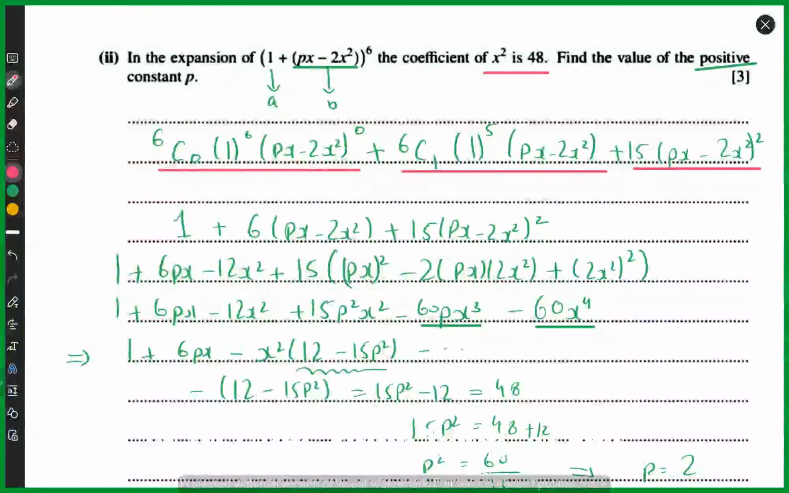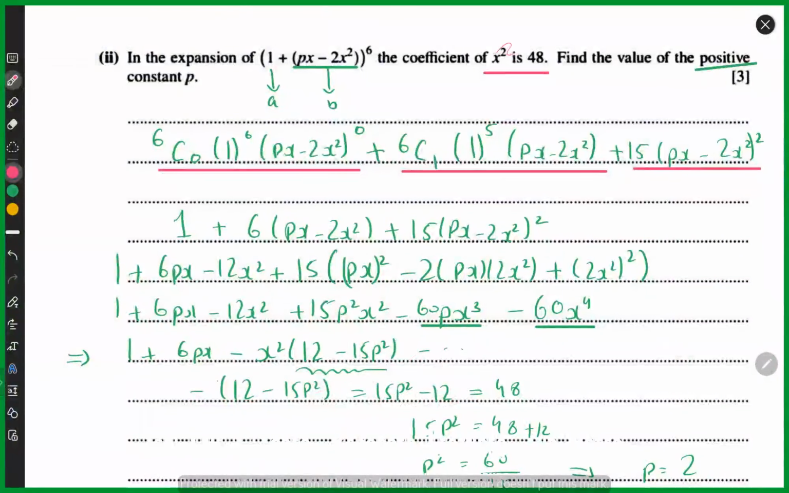Okay. Miss, just another part, at the end, when you write x squared times 12 minus 15p squared, how did you know that this one was the correct one to get the answer for p? Okay, why did I stop here? Because it was mentioned that the coefficient of x squared, this is x squared, right? So I just made x squared the subject so I can find the coefficient of x squared. And after simplification, this was 15p squared minus 12.